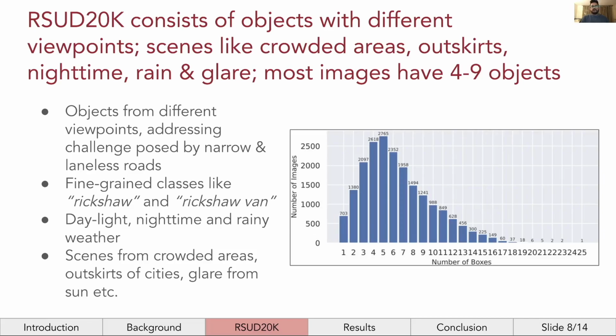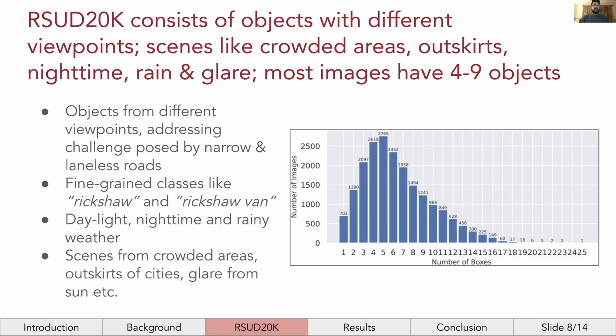RSUD consists of objects with different viewpoints, and scenes like crowded areas, outskirts, nighttime, rain, and glare. For objects in different viewpoints, this addresses the challenge posed by narrow and laneless roads where we need to identify objects that are coming towards us or from the side but in the same direction.